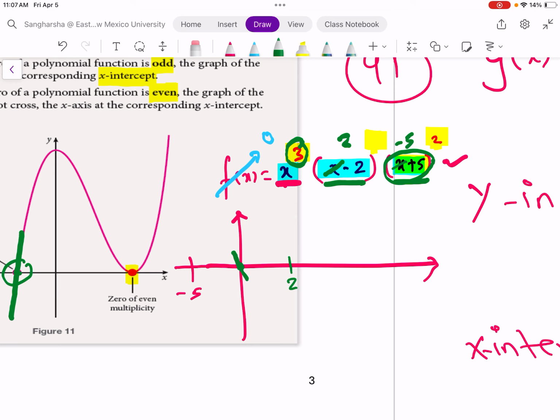Now for this factor, what is the multiplicity? We have exponent 1, right? It is odd. It means the zero is 2. The graph also crosses at this point, crosses the x-axis. Now for this factor, our exponent is even. Multiplicity is even. It means the graph touches the x-axis. It does not cross the x-axis. The graph crosses the x-axis only when the factor has an odd multiplicity. If the multiplicity is even, then the graph touches the x-axis. Okay. Now let's go to our example here.